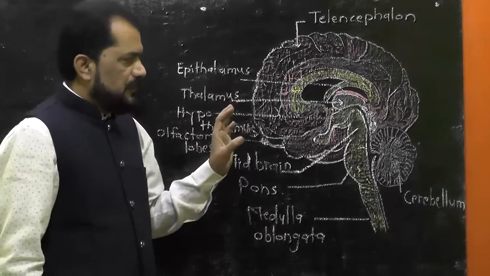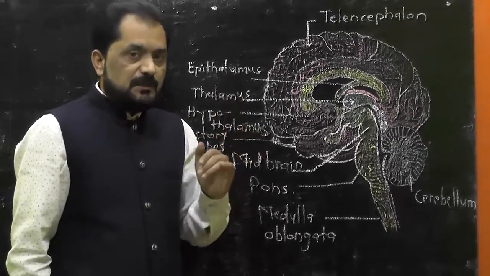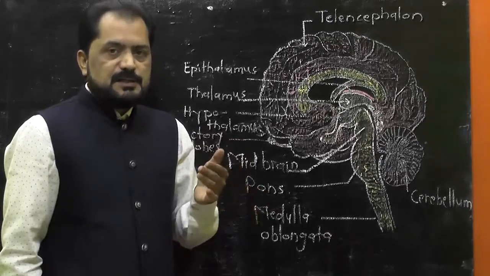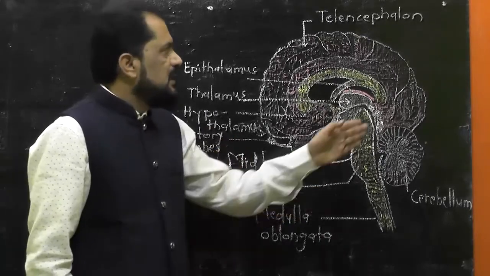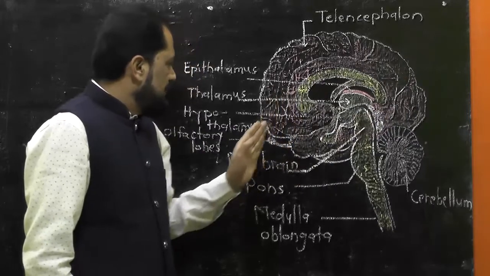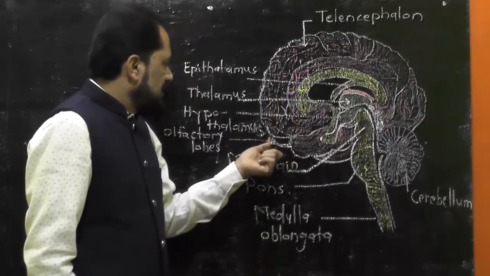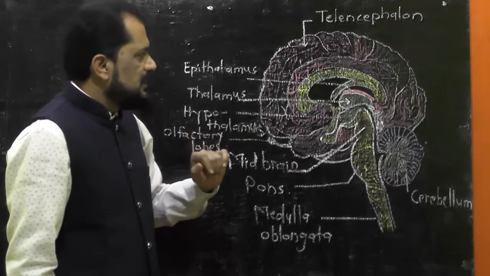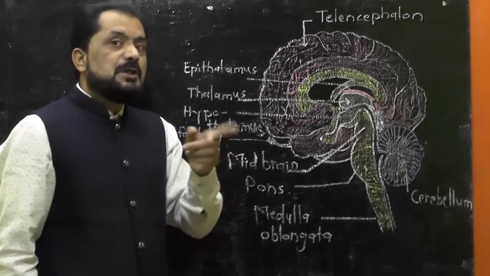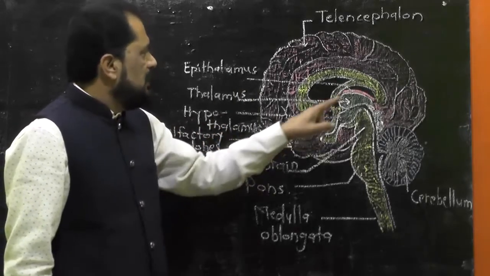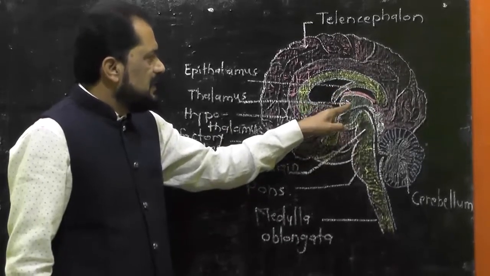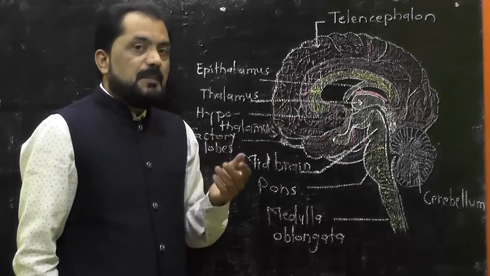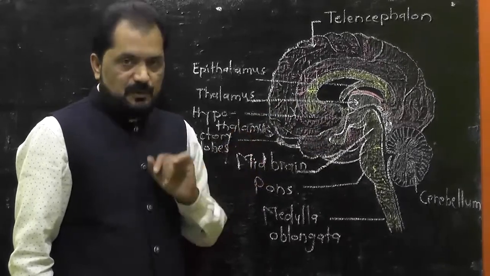So here I want to tell you once again that the forebrain or prosencephalon consists of three major parts, namely cerebrum, olfactory lobes and diencephalon. Here in this diagram I have shown the three parts of the diencephalon, that is epithalamus, thalamus and hypothalamus. It may be called the thalamencephalon.